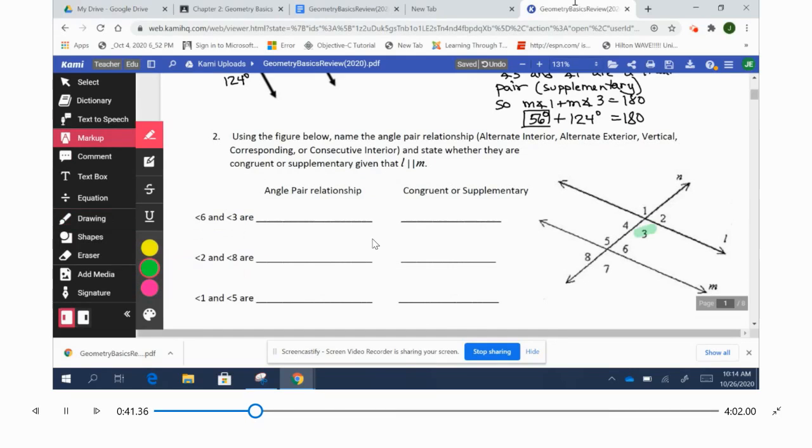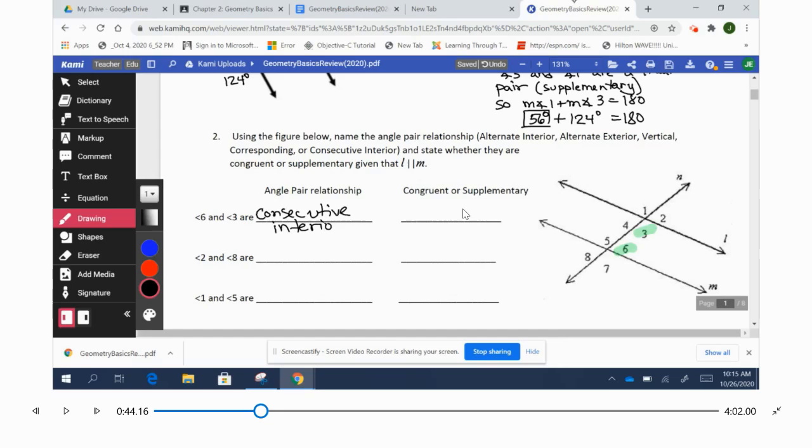So down here at number 2, we're working on angle pairs, and since the lines are parallel, that's the parallel symbol. Since lines L and M are parallel, cut by transversal N, angles 3 and 6 are consecutive interior. Consecutive is same side of the transversal, interiors between the two lines. And make sure you go on the other intersection.